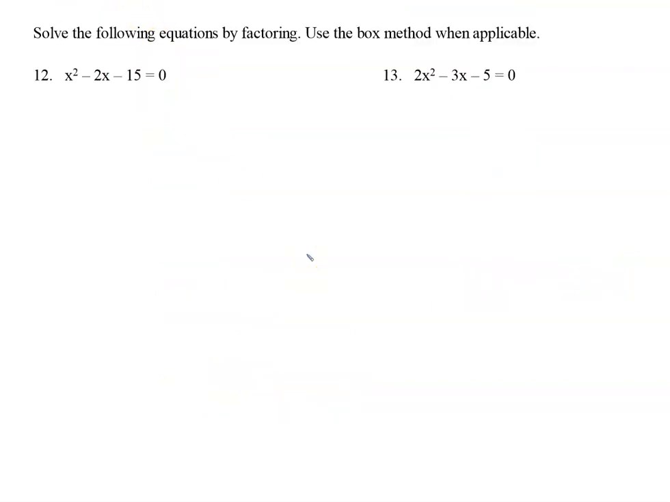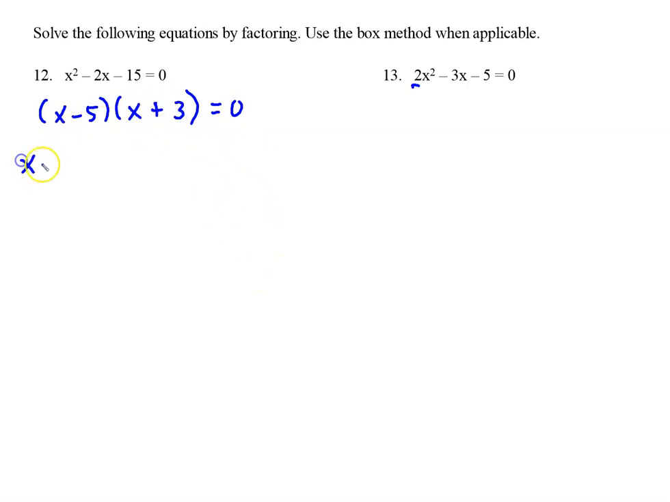Okay, solve by factoring. Use the box method when applicable. It's not applicable unless you just want to on number 12. You don't have to, but you do have to on 13 because the number in front of x squared is greater than 1. So for number 12, I'm looking for the factors of negative 15 that add up to negative 2. And that would be negative 5 and positive 3.